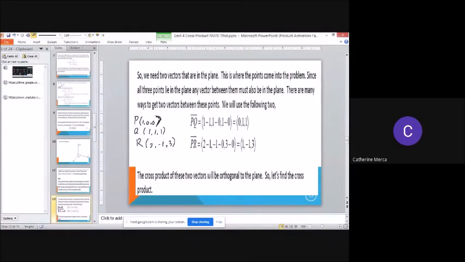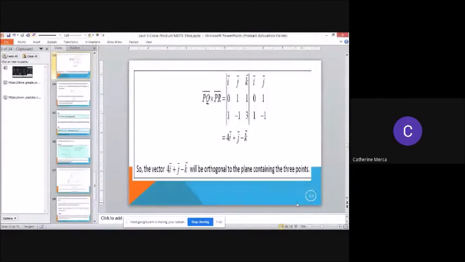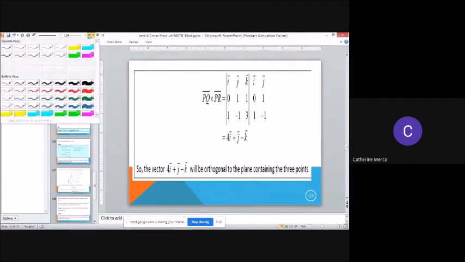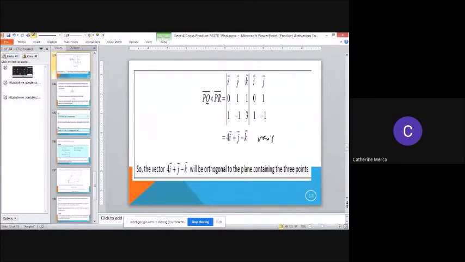So when you take the cross product of these vectors, the result will be orthogonal. So PQ cross PR, the result is 4i plus j minus k. Again, try to verify this result. Para makapractice kayo niyan.